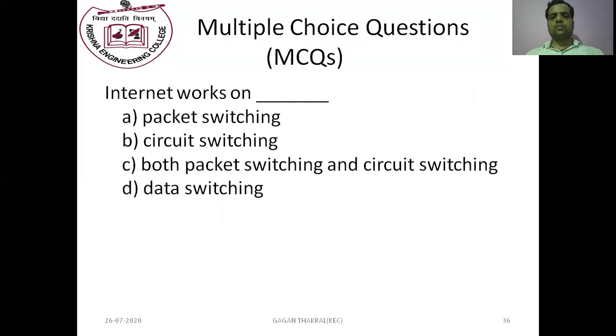The internet works on: A, packet switching; B, circuit switching; C, both packet switching and circuit switching; D, data switching. The internet works on packet switching. Answer is A.